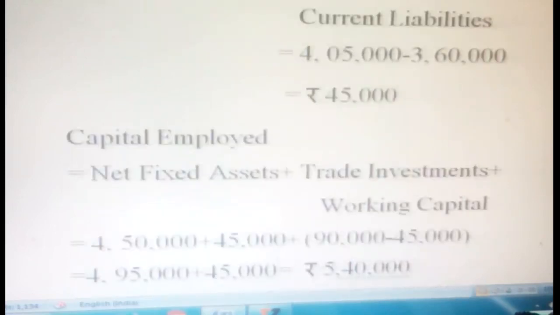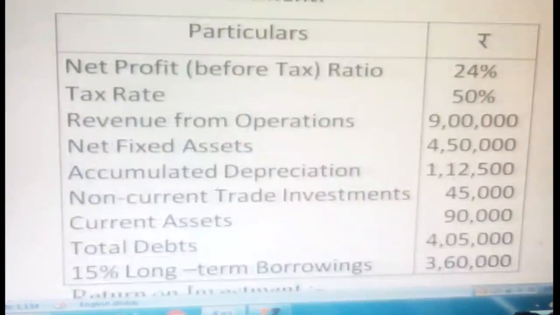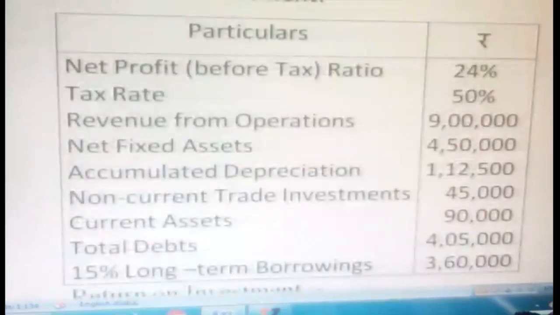So what is our capital employed here? They gave all the information from the asset side. Here, net fixed assets plus trade investments, then add working capital. Net fixed assets 4,50,000, see here, from the problem they gave. As the accumulated depreciation is already deducted in net fixed assets, what happened? You might again deduct 1,12,500.